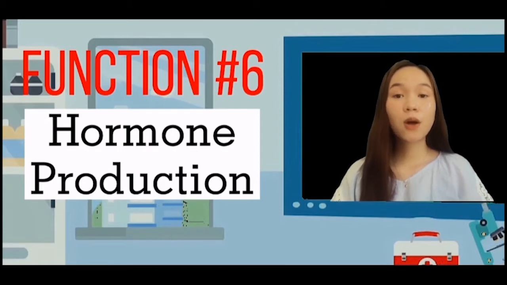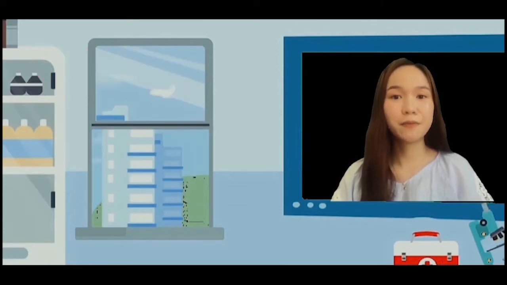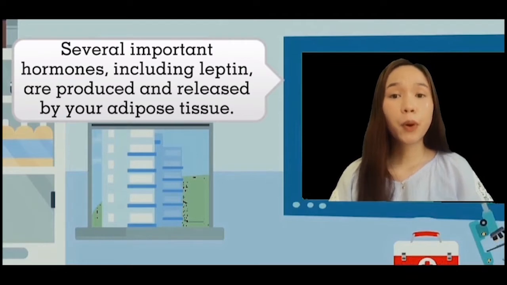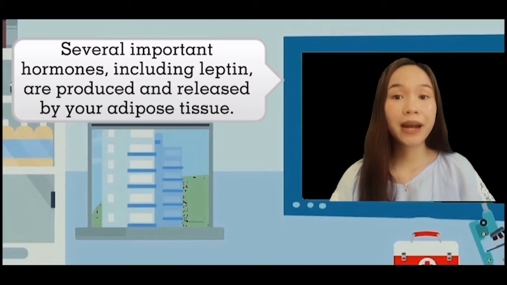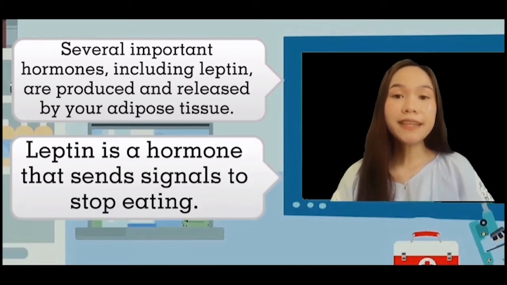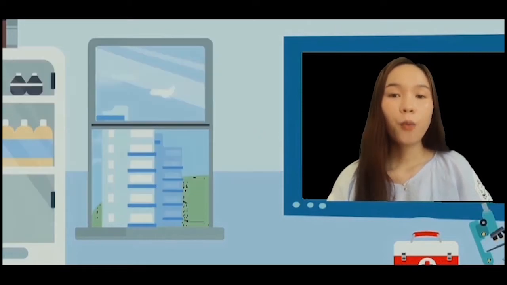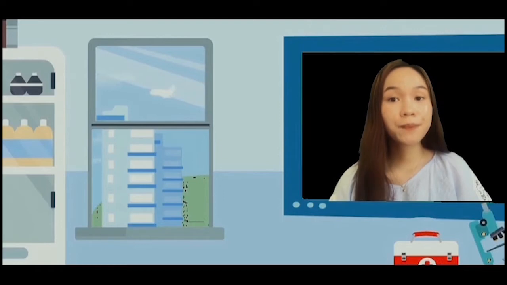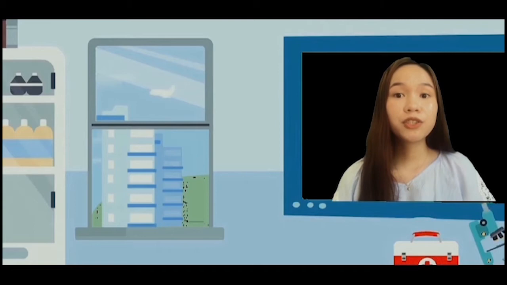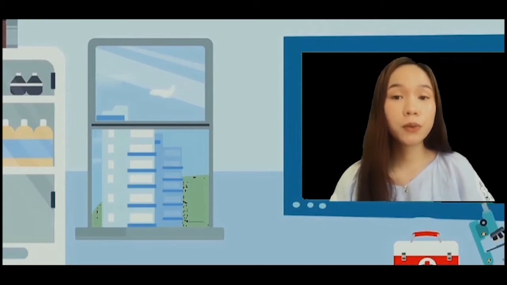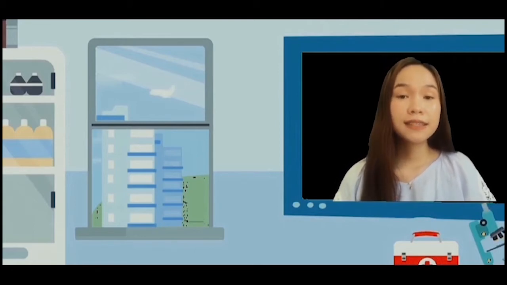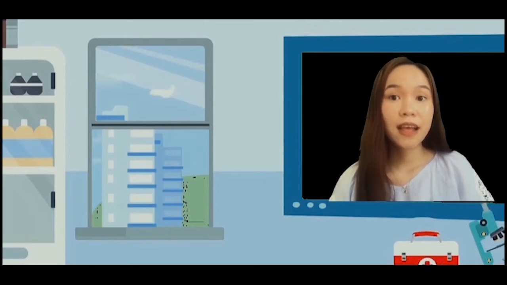Hormone production is also one of the functions of fats in the body. Several important hormones, including leptin, are produced and released by your adipose tissue. Leptin is a hormone that sends signals to stop eating. When the body is functioning properly, excess fat cells will produce leptin, which will trigger the hypothalamus to lower the appetite, allowing the body to dip into the fat stores to feed itself.